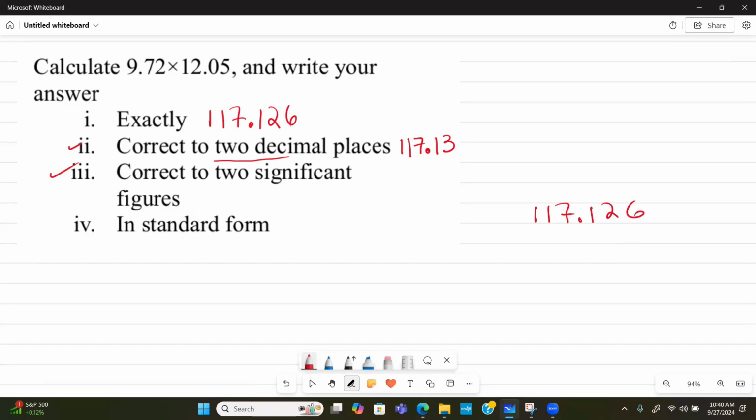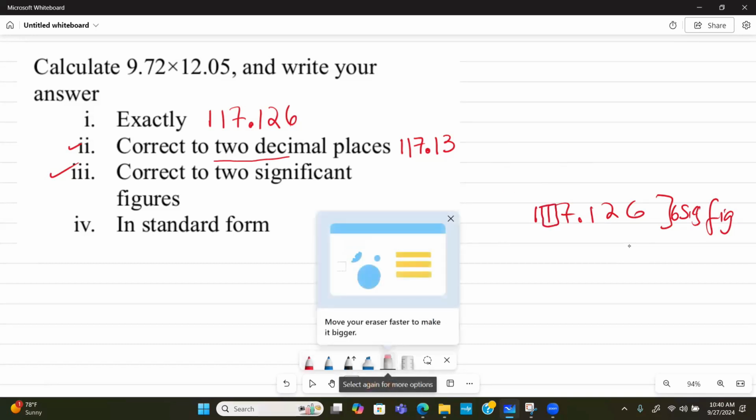117.126. Now, what are significant figures? All digits are significant except 0, which may or may not be significant. There are no zeros here, so I'm actually looking at 6 sig fig right here. So I'm looking at 6 significant figures, but I only need 2 for this question. So what I'm going to do is to isolate or just identify that second significant digit. And we're referring to this right here. Because remember, significant figures are counted from left to right. So this is that digit that is occupying that second significant spot.